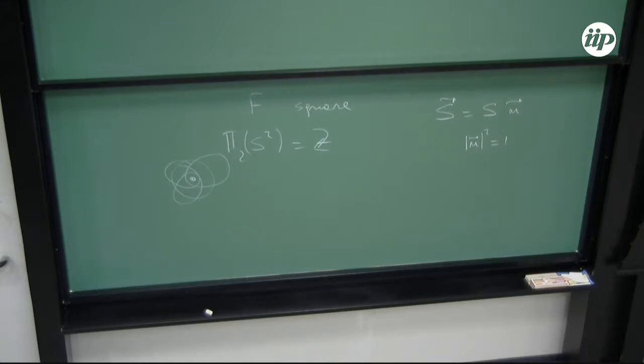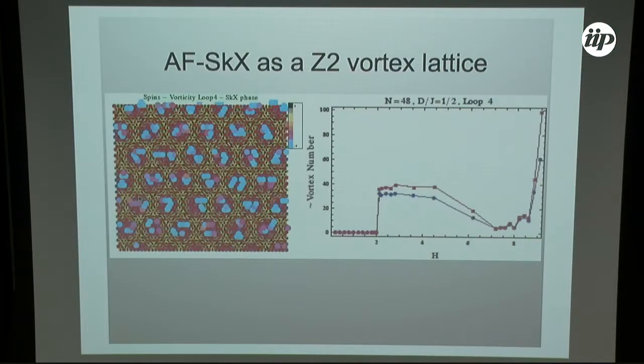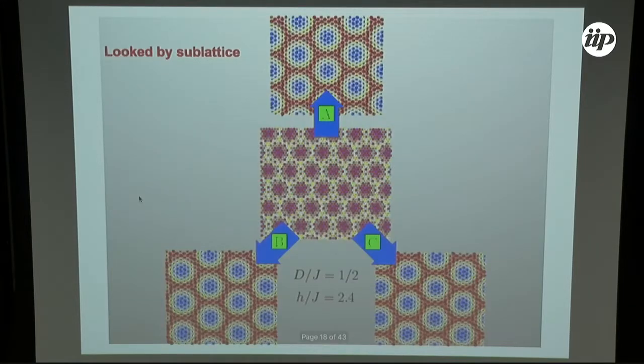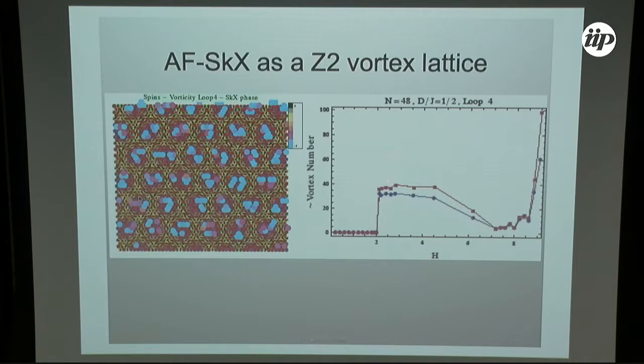Okay, so this is now the vortex number as a function of h, the magnetic field. Here you see this is trivial. If you don't have a magnetic field, this will not be there. You will have just helical order with one wave vector. But if you increase the field, at some point this number jumps and behaves more or less constant.